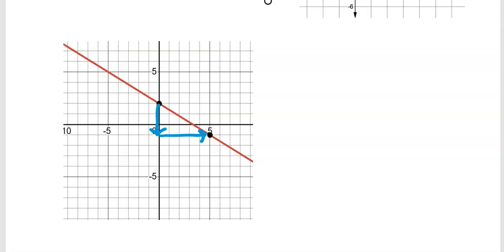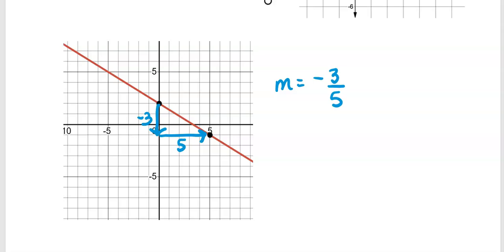So this will be down 1, 2, 3. So I'm going to call that -3, and to the right 1, 2, 3, 4, 5. So that will be 5, giving me a slope of -3/5. Again, rise over run. You can also determine the change in the y values over the change in the x values to get this result as well.